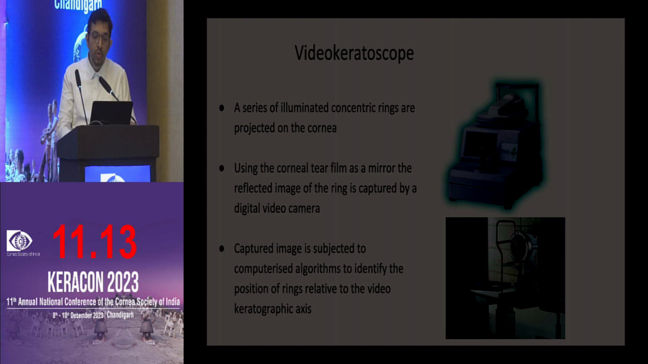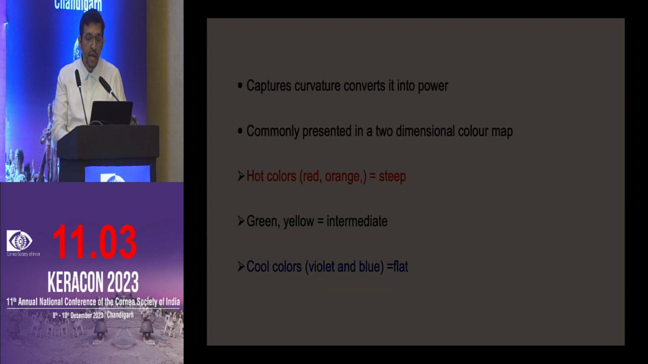So the basic idea is you have illuminated rings which are put on the cornea, and the reflection is then looked at, and you get the curvature based on the reflected images, and this curvature gets converted to the power of your cornea. Generally, the hot colors are represented as red and the cool colors as blue.